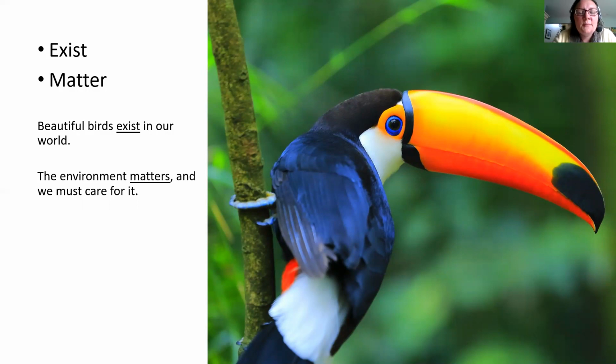Matter means that it's something for us to be concerned about or care about. The environment matters, and we must care for it. All right. So similar in idea, but definitely not the same. But maybe it'll help you remember those two as a pair, a working pair.